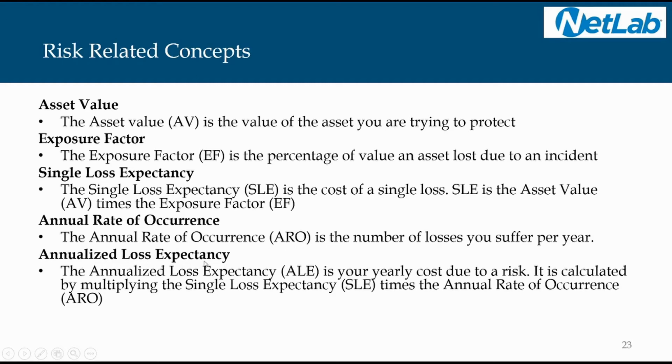Annualized loss of expectancy, ALE, is your yearly cost due to a risk. It is calculated by multiplying the SLE, single loss of expectancy, times the annual rate of occurrence. Let me explain this in a little more detail so that you'll be able to understand it perfectly.